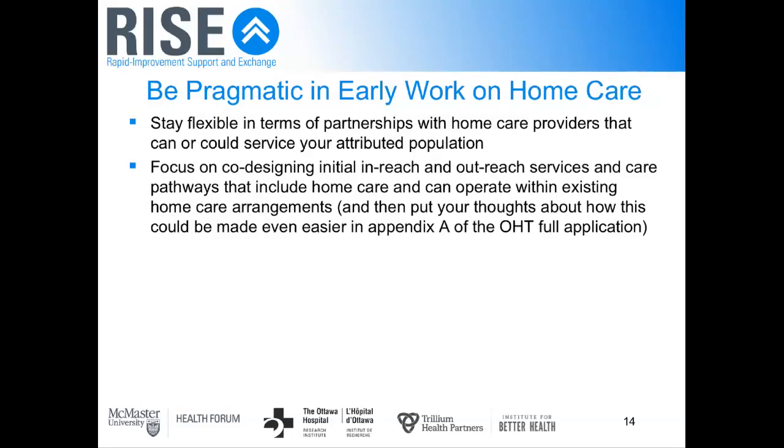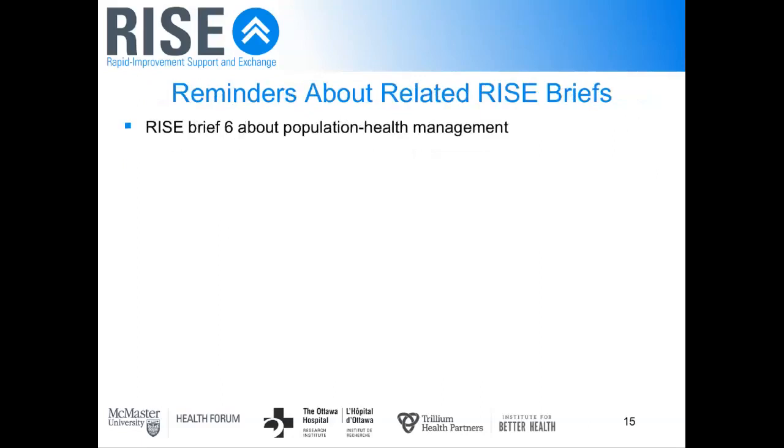But as you're working that through, if you have thoughts about how those home care arrangements could be made even easier, then that's exactly the purpose of Appendix A. It's an opportunity for you to share your thoughts about how those in-reach, outreach services, how those care pathways could work even better if home care were to evolve in particular ways. But for now, with your year one priority populations, you're operating within existing home care arrangements.